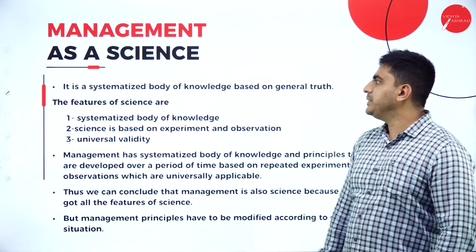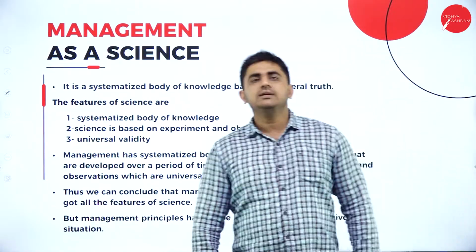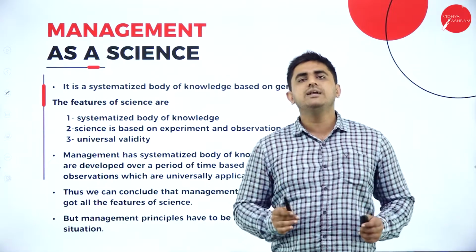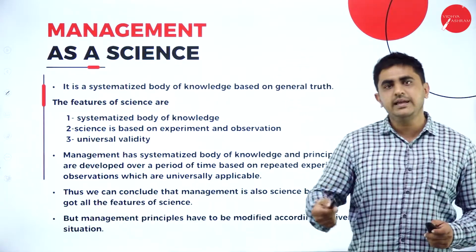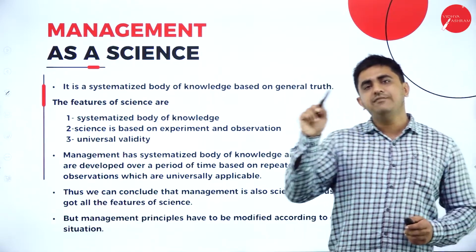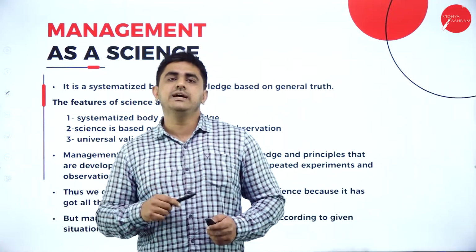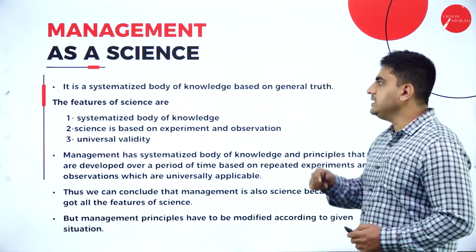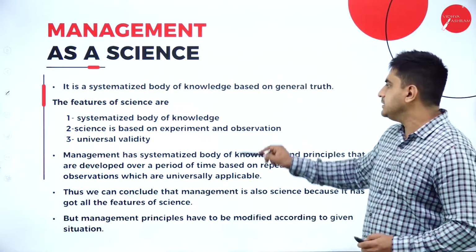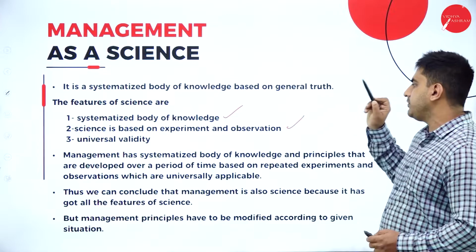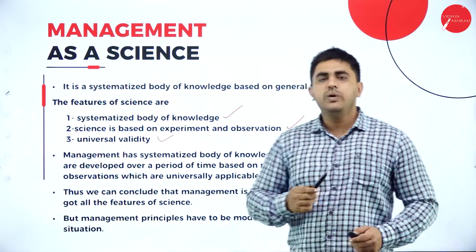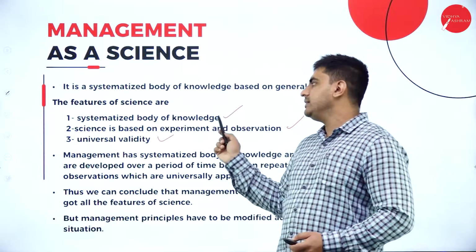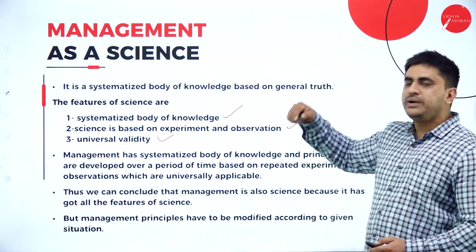So next we will be going to management as a science. So what is science now? Science is a systematized body of knowledge based on general truth. So whatever is there in science is systematic. Now in chemistry there is the periodic table. The person who drafted that periodic table did experiments and observation over many years and came out with that periodic table. So you see the features of science: a systematized body of knowledge based on experiments and observation, and universal validity. Wherever in the world you go, you apply science anytime, anywhere, it holds good. That is universal validity. So now we can say that management is also a science.